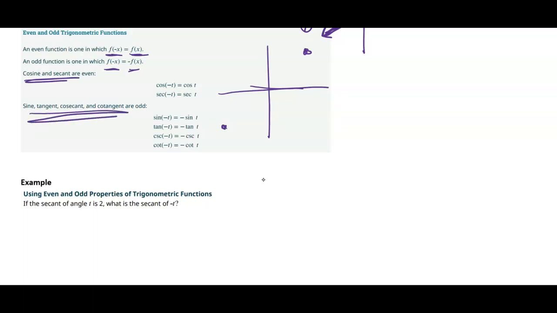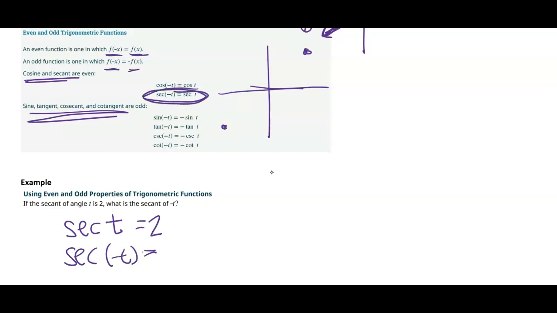So our example question here: if I know the secant of t is equal to 2, then what's the secant of negative t? Well, secant is an even function, so it's actually just equal to the secant of t, which is 2.